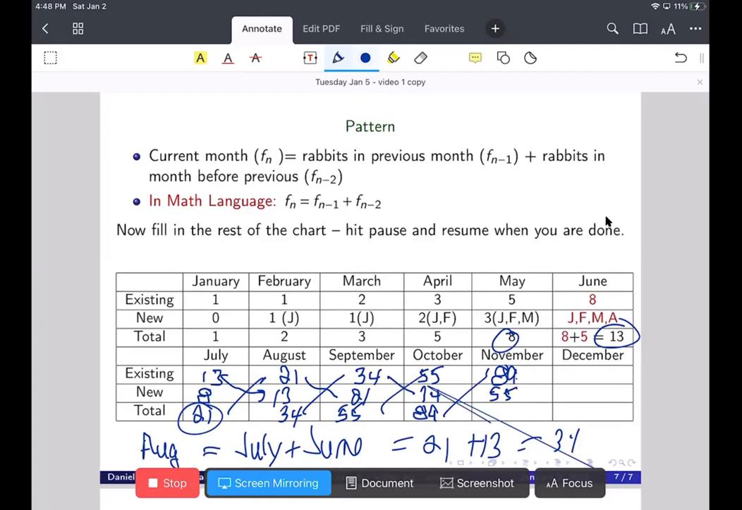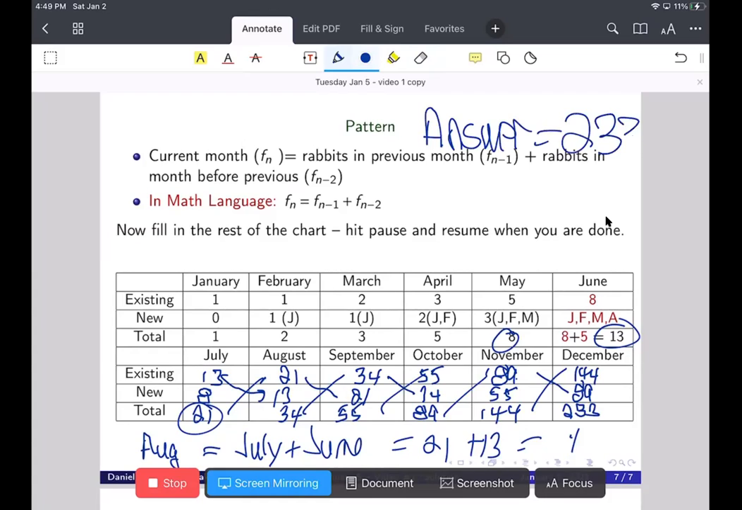144. Again, December is going to be the November total, 144, plus the total from the end of October, 89. Add 144 plus 89, we get 233. And so our answer is going to be 233. And remember, that's 233 pairs.